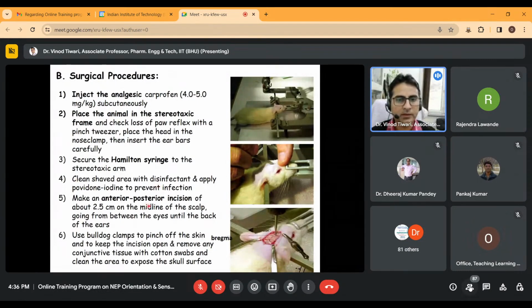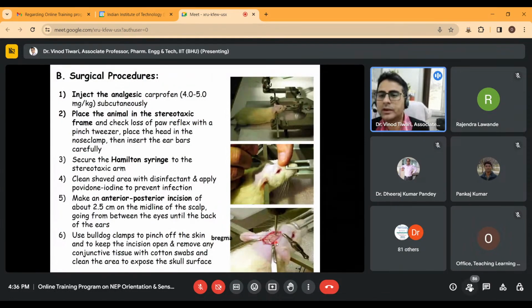And then make an incision of about 2.5 centimeter on the midline of the skull, going from between the eyes until the back of the ears. And then you can use the bulldog clamps. These are known as bulldog clamps, so that you can spread the skin and the muscle and see the bregma.